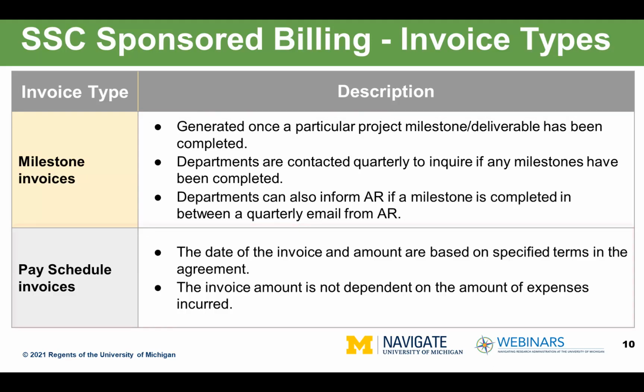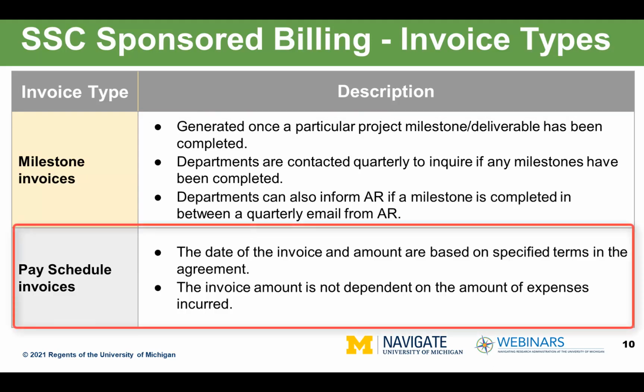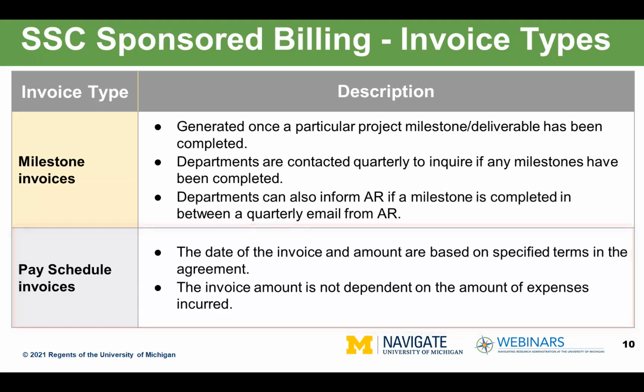We have pay schedule invoices. These are invoices that are set amounts per month or per quarter that we're sending out, not based on expense activity. So you might see that we have more revenue on the project than expenses, or you might have less revenue than expenses. So make sure that you're seeing, is this set amounts that we're billing for?